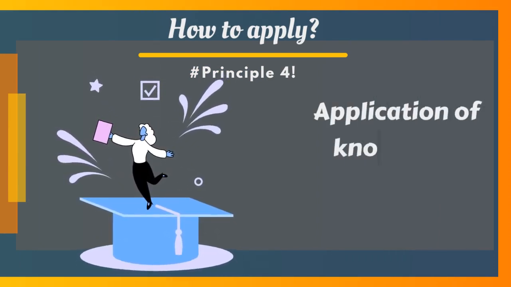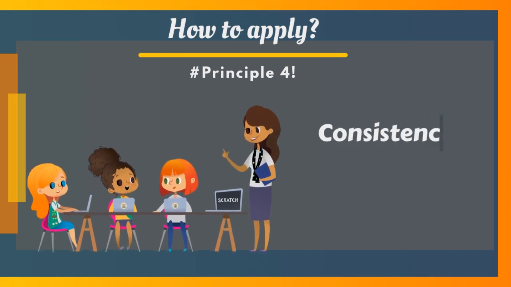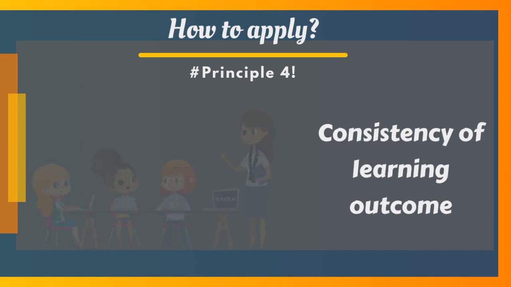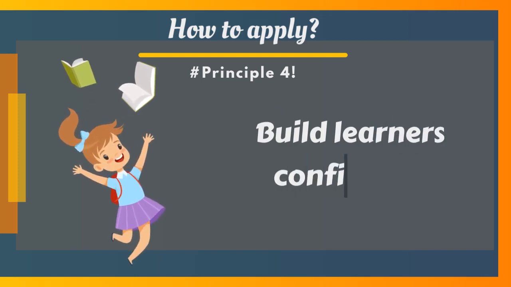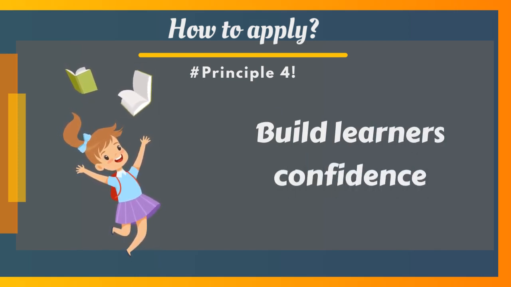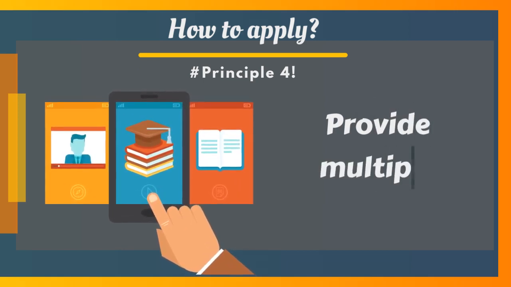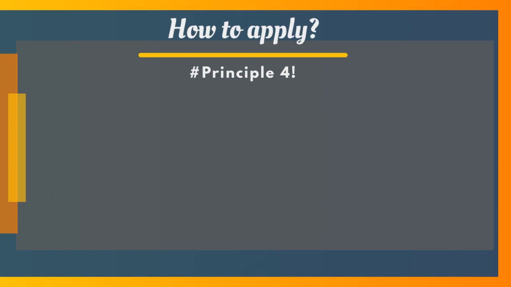Application of knowledge to real-world context is a vital part of effective learning. Another is consistency of learning outcome. Ensure the opportunities for learners to practice skills that are consistent with the learning outcomes. And then, build learner confidence by initially providing guidance and then gradually reducing support, allowing the learners to take charge and complete tasks independently. And lastly, provide multiple opportunities to apply learning to a range of situations to consolidate learning.